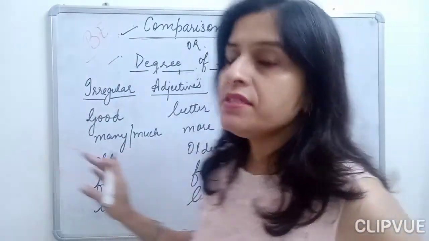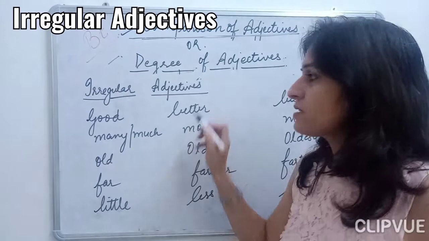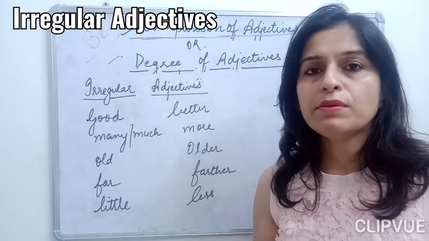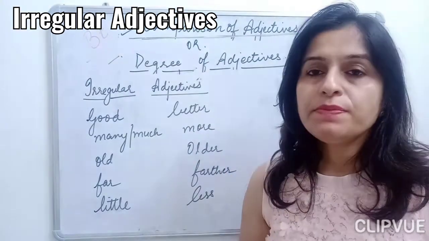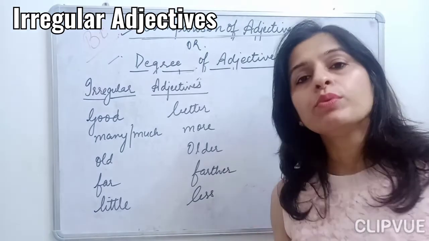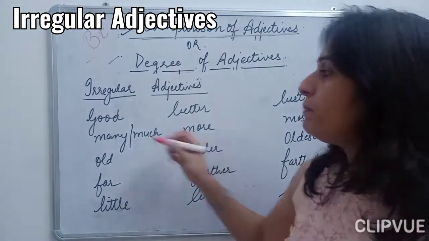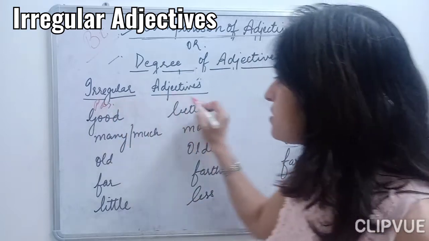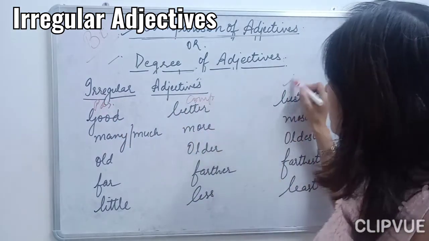Now here are, children, some irregular adjectives. Now what do you understand by the term irregular adjectives? It means, children, they don't follow any rule. Like we have done the positive, the comparative and the superlative.